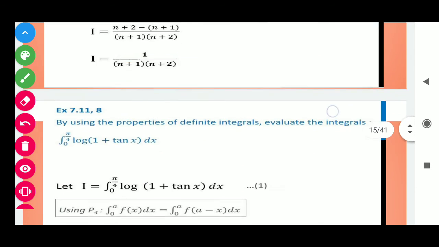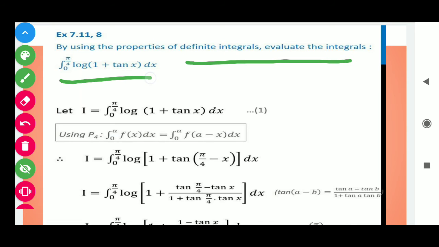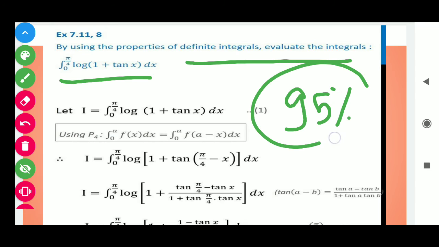Now here we have question number 8. By using the properties of definite integrals, evaluate the integral 0 to pi by 4 log 1 plus tan x. Okay, as we have discussed in the previous question, in mostly 95% cases we use this property by adding the limits, upper limit plus lower limit, minus x. So students, we use the same property here. Addition of the limit is pi by 4, then we replace x by pi by 4 minus x.